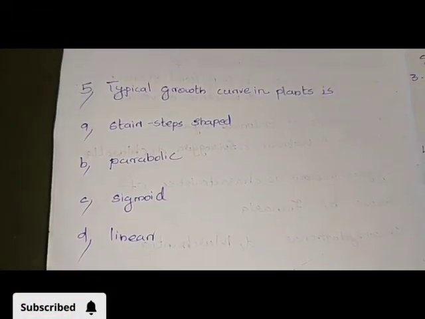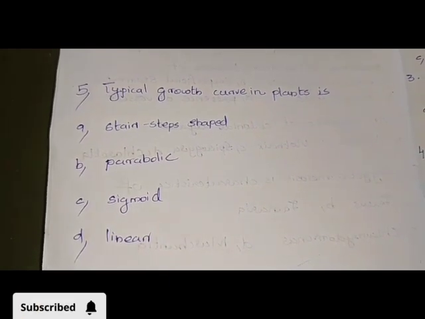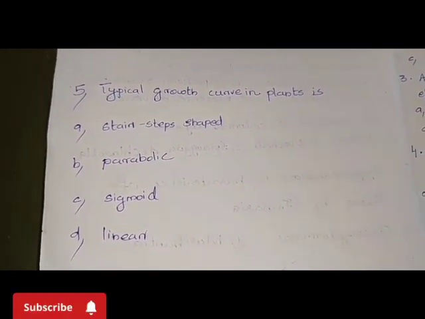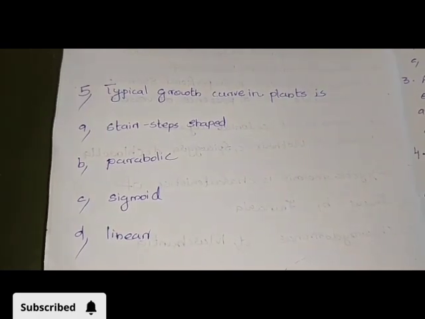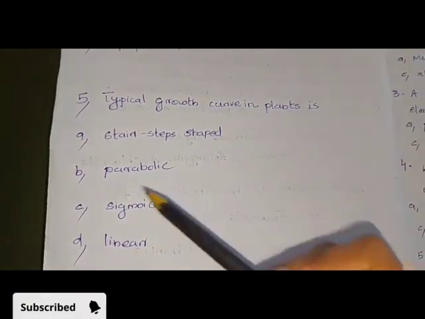Typical growth curve in plants is: A. stair-step shaped, B. parabolic, C. sigmoid, D. linear. Option C, sigmoid.